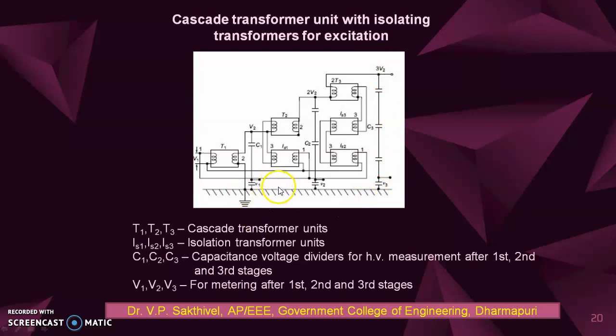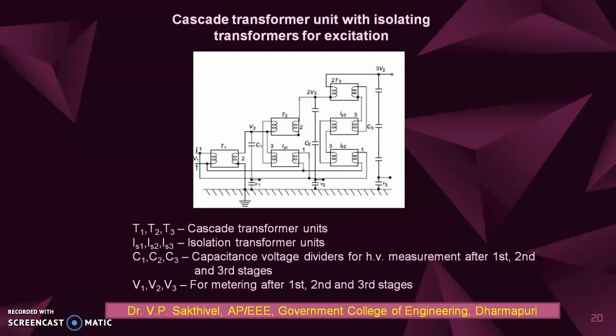Here you see the isolation transformers IS1, IS2 and IS3. Here the input is derived from the power supply, and for the third unit also we are deriving it here. After that, for the third stage we are using another isolation transformer. The transformer ratios of the isolation transformers are 1:1 to their respective tank potential.